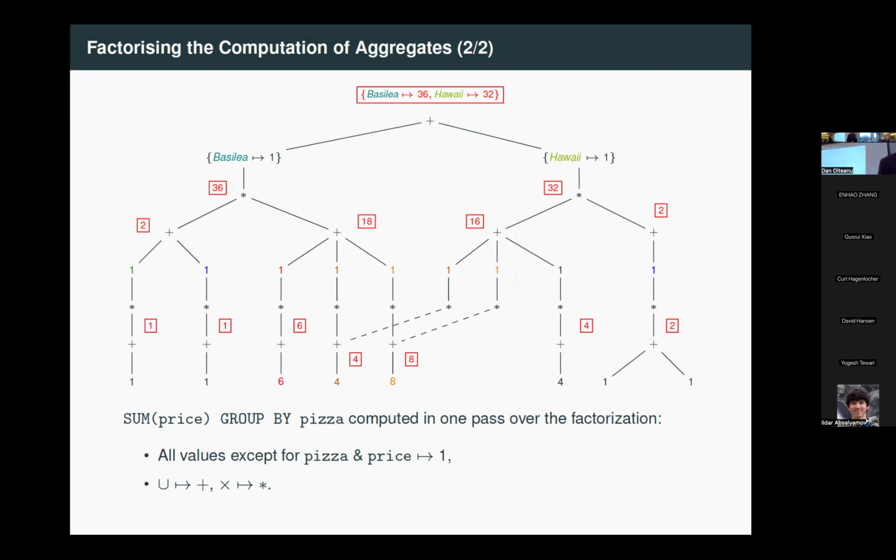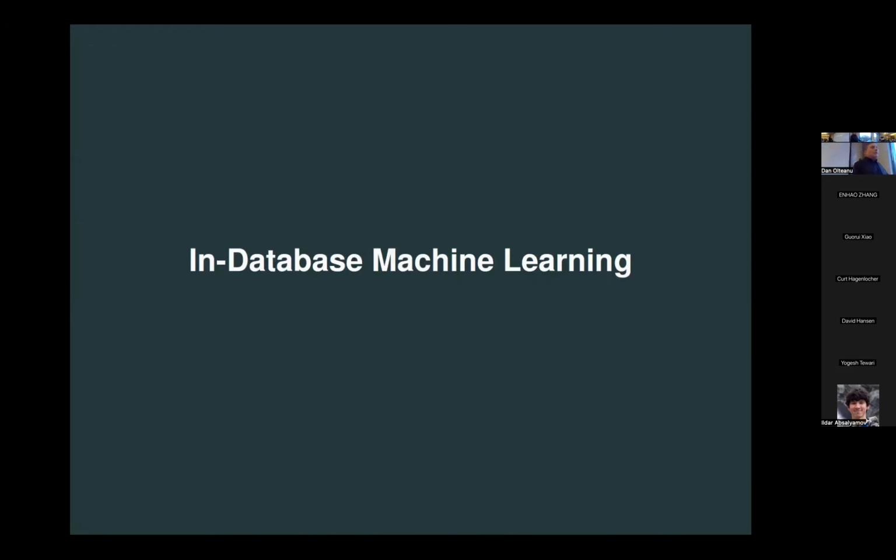So we have a way to combine both group bys, and what we did basically is to allow very many aggregates with different group bys to be executed together over the same representation, to also get some shared computation. And this was primarily because of in-database machine learning.